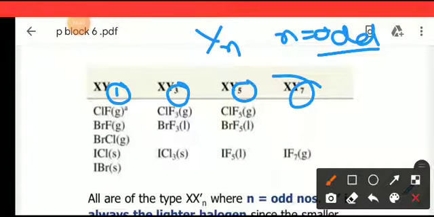But it is most important that you remember the example of each type of interhalogen compound. If you are asked to write an example of XY type, you can write ICl or IBr or similar. If asked for an example of XY5, you have to write IF5, BrF5 or ClF5. In that way you have to remember all the examples.